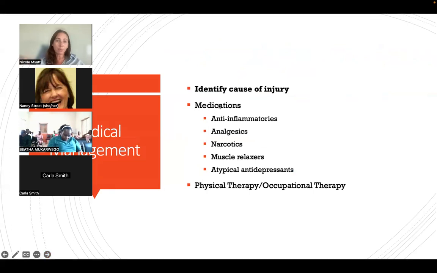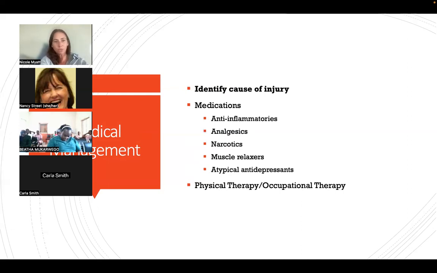So how do we manage pain medically? So you see in bold here, we want to identify the cause of injury because ultimately we want to treat the underlying cause of the pain. Whether it's a cut or chest pain, we want to make sure that we're treating it. And then medications that we might use: anti-inflammatories, regular analgesics, narcotics, muscle relaxers, and then atypical antidepressants, which are sometimes used more for nerve pain.